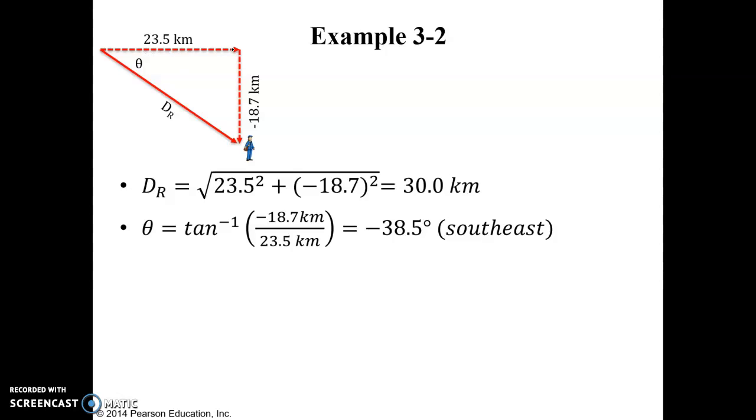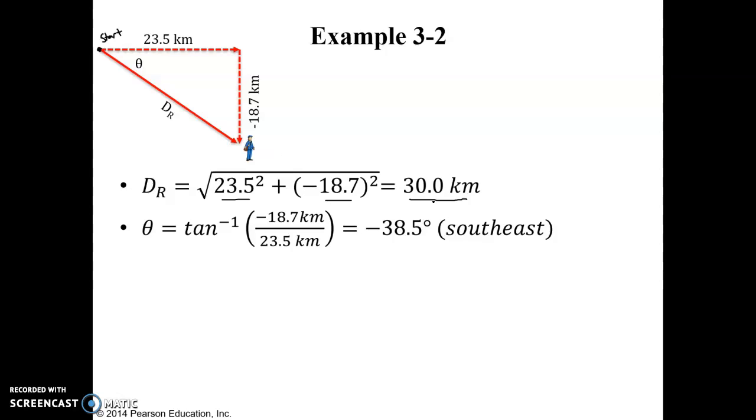So yeah, we're using the Pythagorean theorem with these two legs to find the magnitude of the resultant. So a squared plus b squared equals c squared, or 23.5 squared plus the negative 18.7 squared. Now when we square a negative, that becomes positive, so the negative sign's not really important there. But we square these two, add them together, take the square root, and we find that the distance the mail carrier was from her starting point at the post office was 30 kilometers.